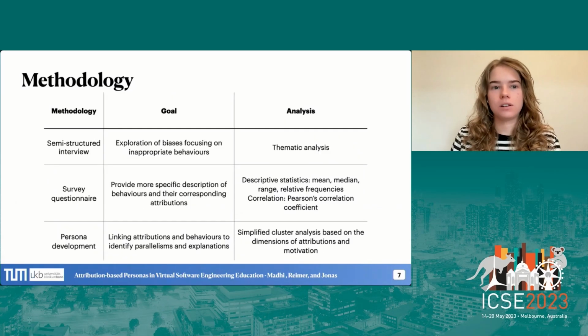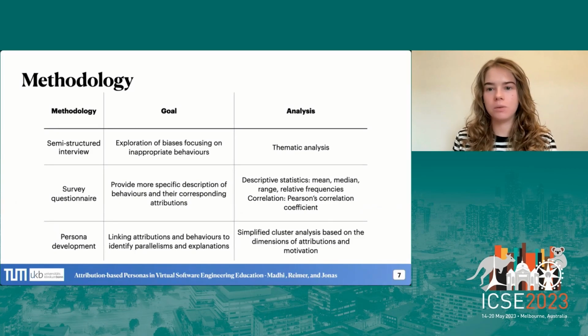Our study then consisted of three phases that are described in this table. Initially, we had to explore the behaviors that bias the project leader and their judgment and the corresponding perceptions, and therefore we used semi-structured interviews where we interviewed 10 of the project leaders and got to know their observations and possible attributions about their students that they especially attributed to the virtual setting.